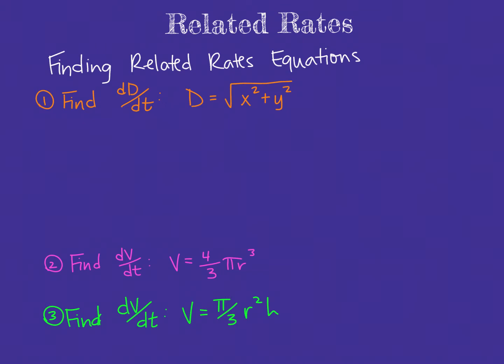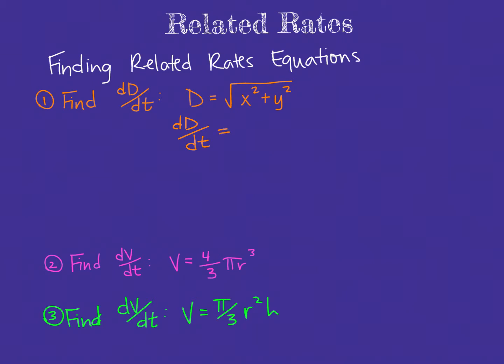In number 1, we can see that this is the distance formula between any 2 points, in this case called x and y. We want to differentiate this equation with respect to time in order to find dd/dt, the derivative of d, distance, with respect to time. So we want to take the derivative of each side of this equation with respect to time. So the left is literally the derivative of d with respect to time.